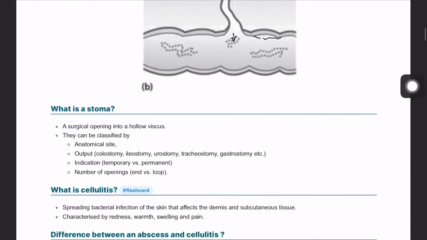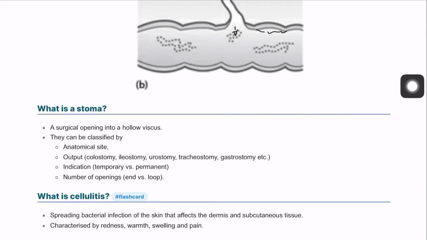All right. What is a stoma? It's a surgical opening into a hollow viscus. That's a very simple definition. So it's a surgical opening into a hollow viscus.